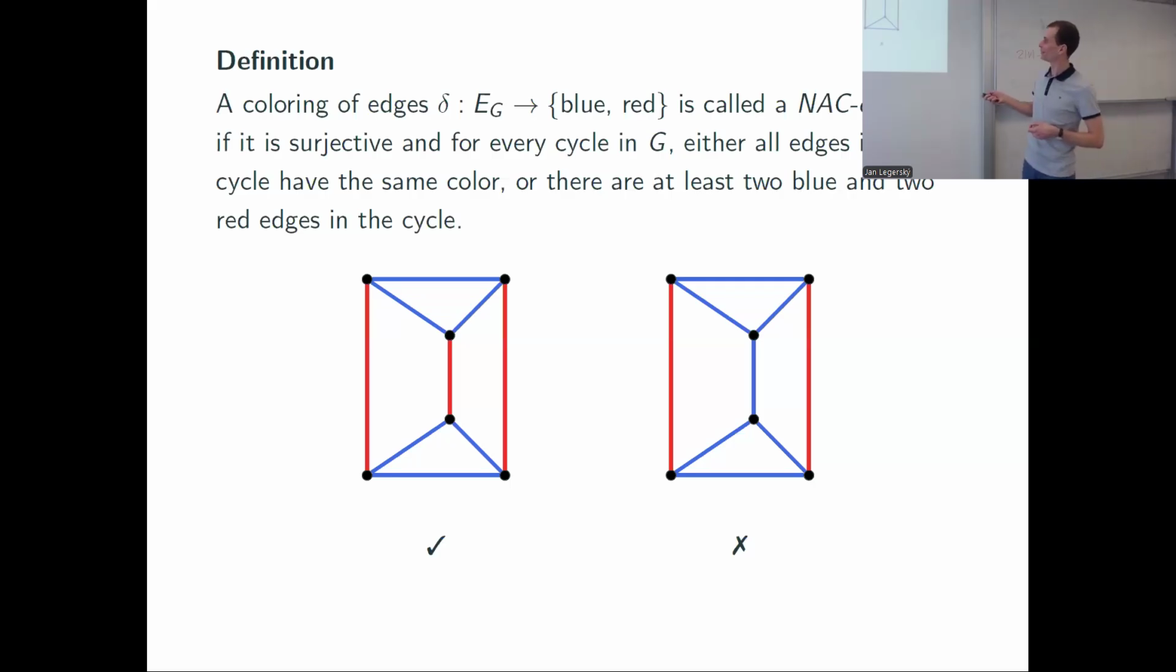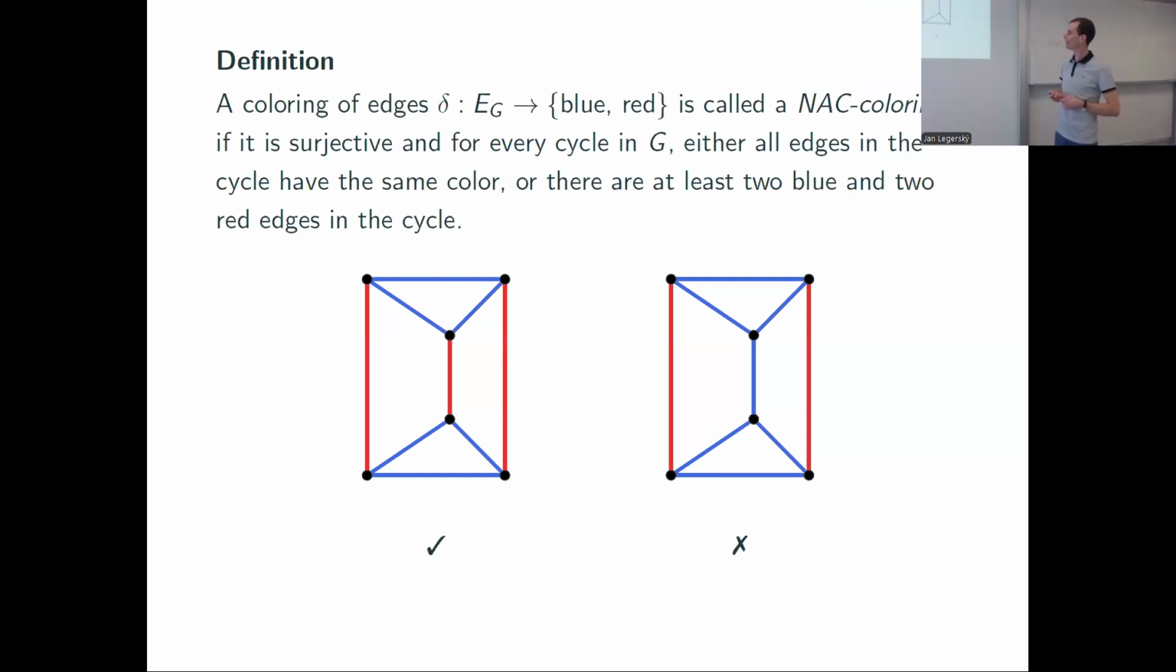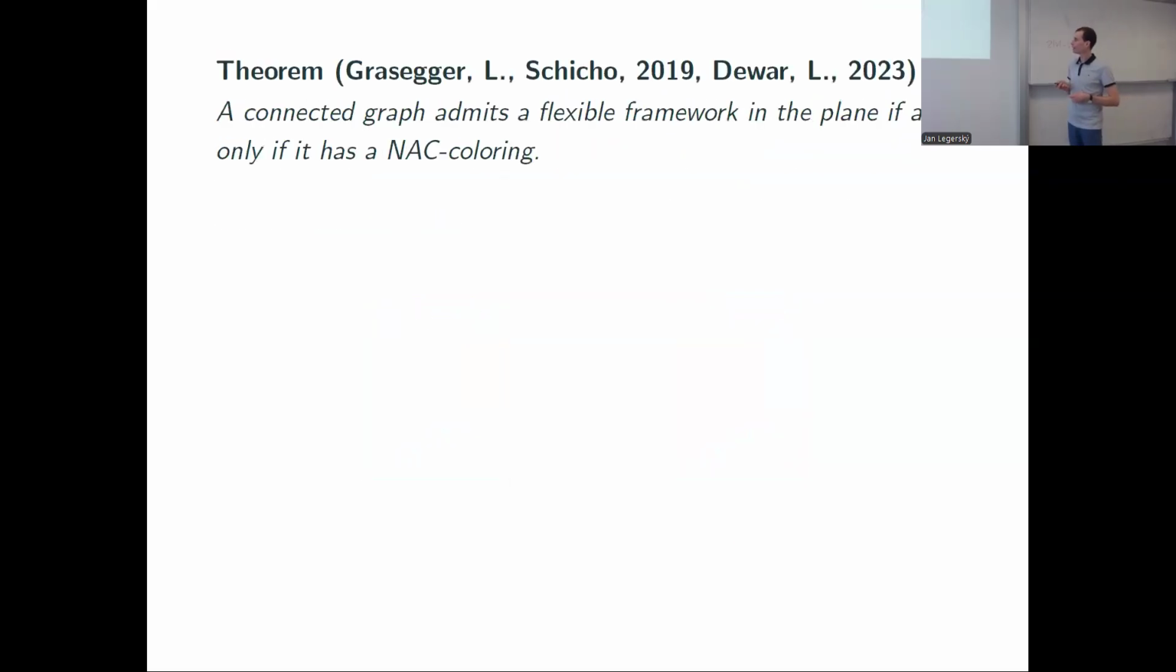Okay, so the left one has to check all the 4 cycles and 3 cycles. Those are obviously monochromatic. To see that this is indeed a NAC-coloring. The right one is not, because of the cycle I was showing. And now the main theorem about NAC-colorings is that if I fix a graph, there exists a flexible realization if and only if the graph has a NAC-coloring.